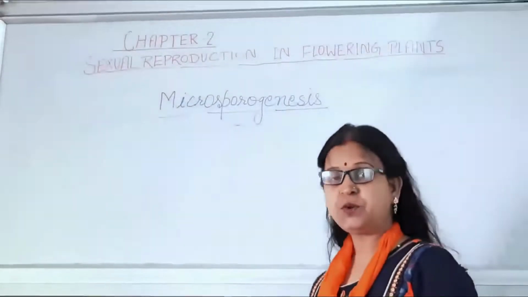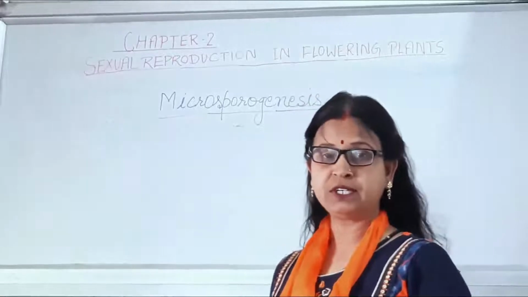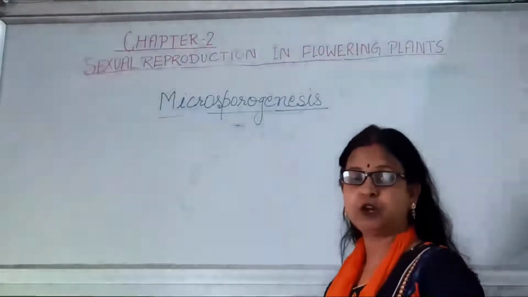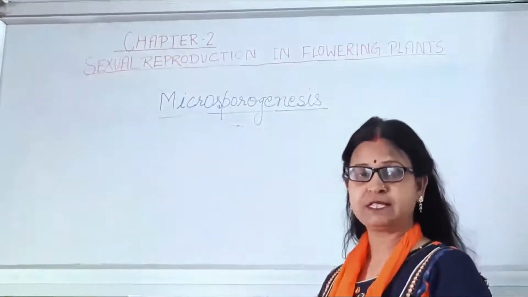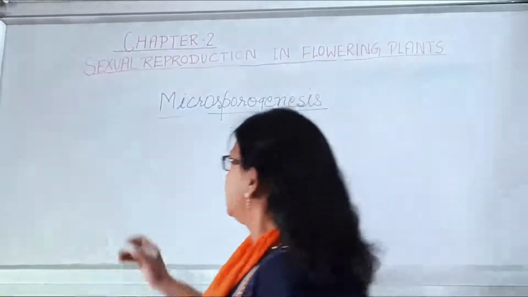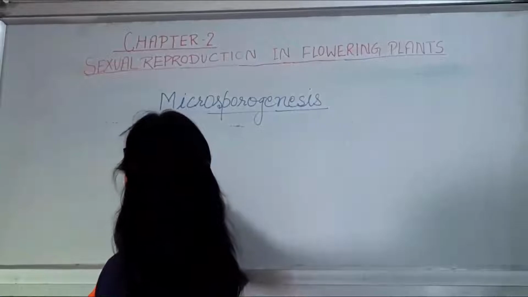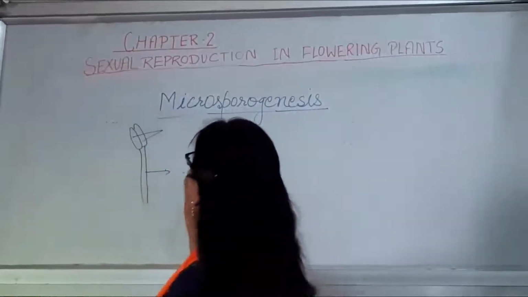Microsporogenesis. As you all know, the anther is the male reproductive part of the flower, and here the microsporogenesis, or the formation of male spores or microspores, will take place in the anther. The anther, you all know, is the male reproductive part and consists of mainly three parts.